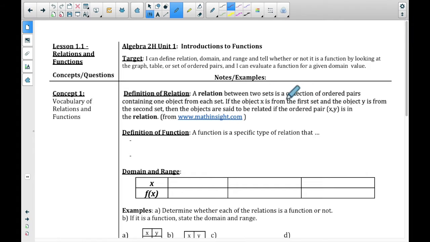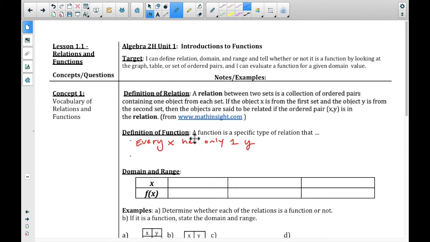You can read through the definition of a relation. A relation is just a relationship between two sets. That's all it is. But what we are going to focus on in this unit is a function. What's a function? A function is sort of a subset of relations, and there are some specific things that a function has. For one, there's only one output for every input. That is, every x has only one y. I'm going to write that down. All right, every x has only one y.